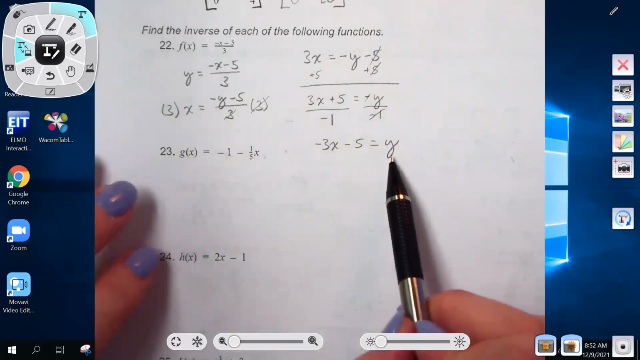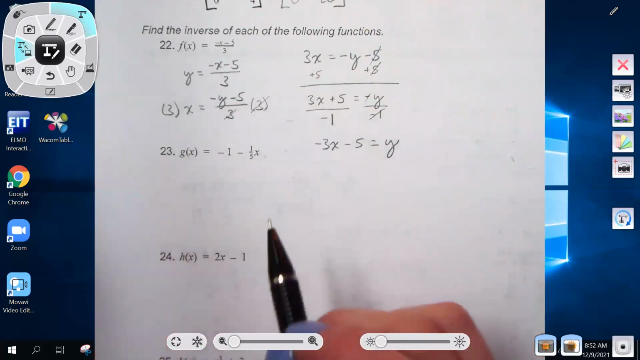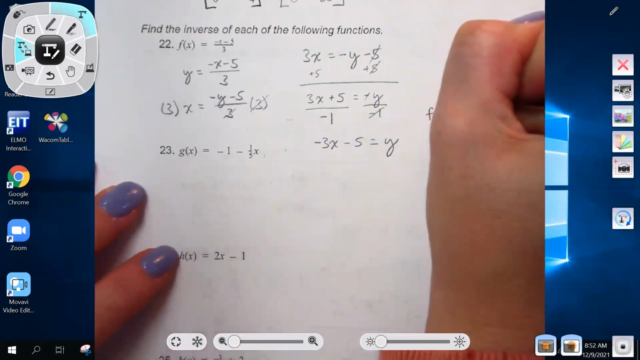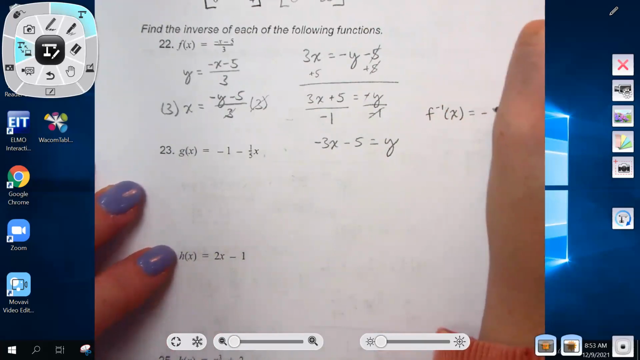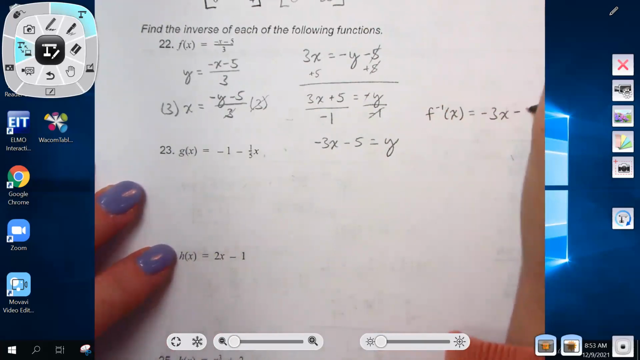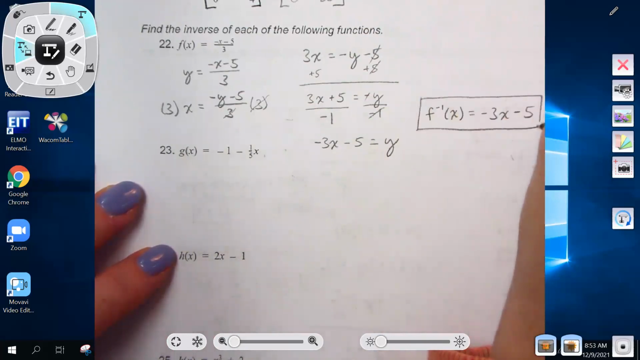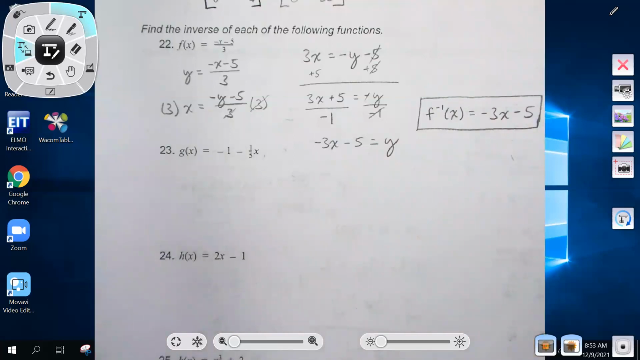Once you've got y by itself, you need to change back to function notation. This time we're using function inverse notation. We've got f inverse of x equals negative 3x minus 5. So after you've got y by itself, you're done. You just have to change back to this notation.